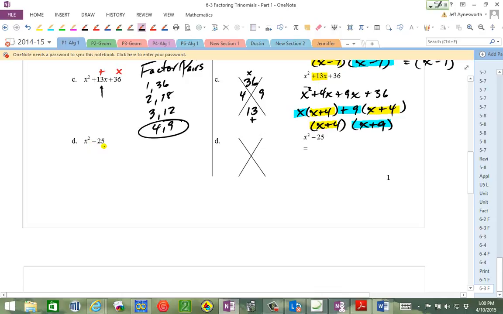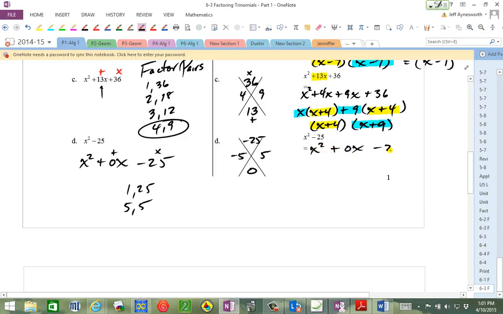So let's rewrite it as x squared plus 0x minus 25. The coefficient has to be 0 because the middle term is not there. If it was any other number, then you would see a coefficient there. So again, what two numbers multiply to negative 25 and add to 0? Well, the factors of 25 are 1 and 25 and 5 and 5. That's the only possibility. So make one of them negative. So negative 5 times 5 is negative 25, and negative 5 plus 5 is 0. So let's split the middle term.